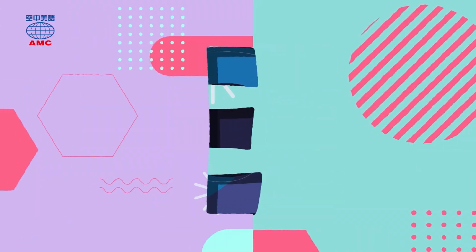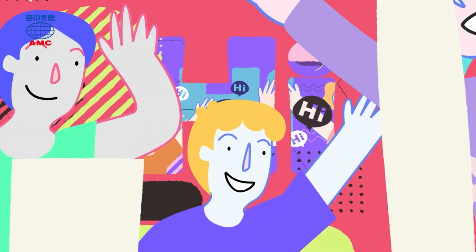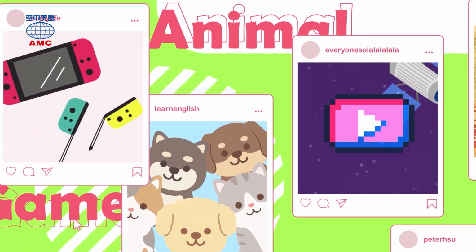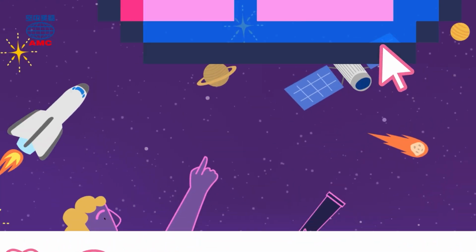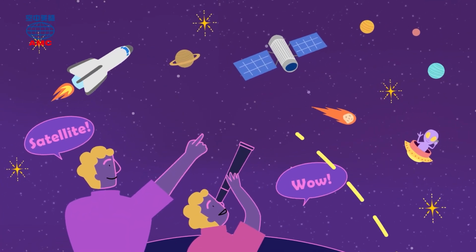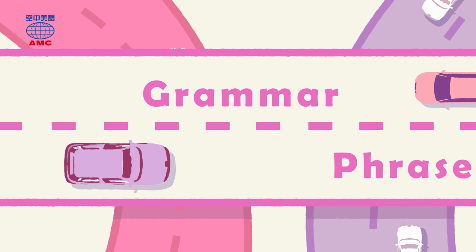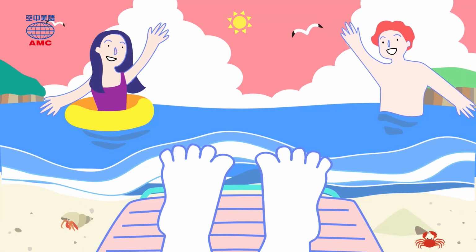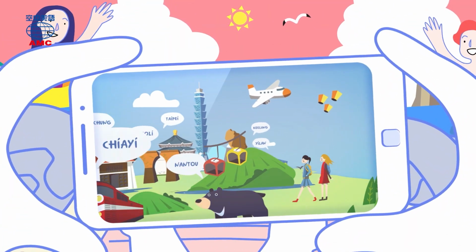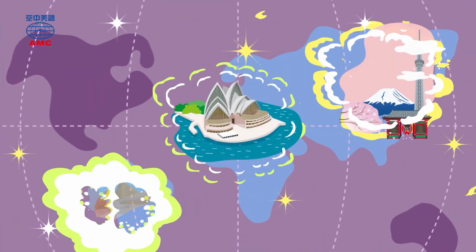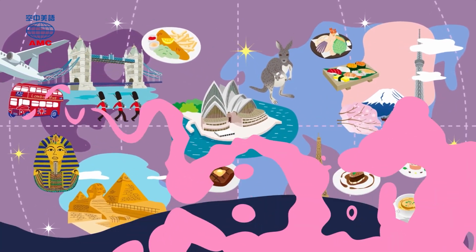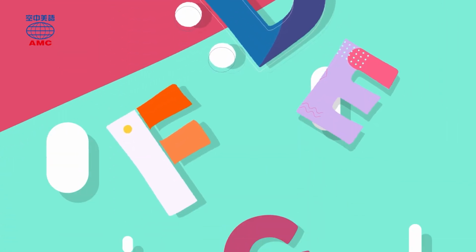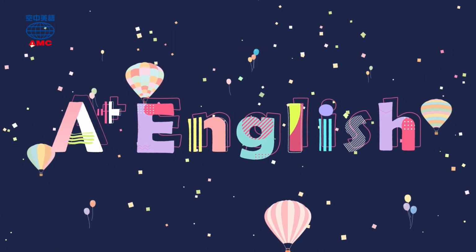A, B, C, D, E, F, G, H. I want A+ English because it's so much fun. English education for you and everyone, so come along. Learn some grammar, learn a phrase, learn something new every day. Learn the A+ way. Hey, it's time to start the show. Are you ready? Good, 'cause here we go. A, B, C, D, E, F, G, H. I want A+ English.